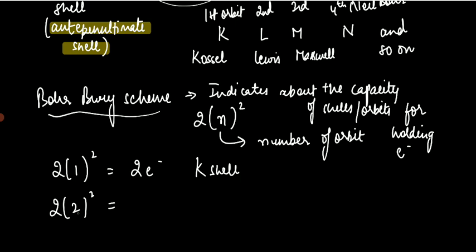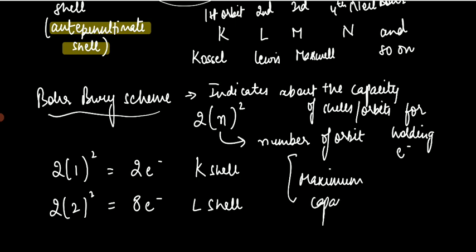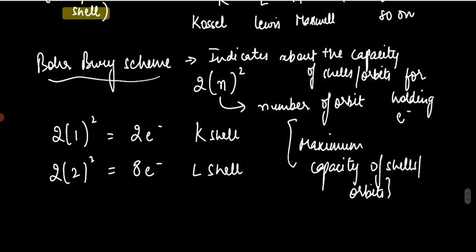So if we do 2 into 2, 4 into 2, that is 8 electrons, the maximum capacity. So we are talking about the maximum capacity of shells or orbits. K can accommodate only 2 electrons. The third electron will automatically jump into the L shell. L can accommodate 8 electrons maximum. The ninth will go into the third orbit. That is 18 electrons. So this is the M shell.